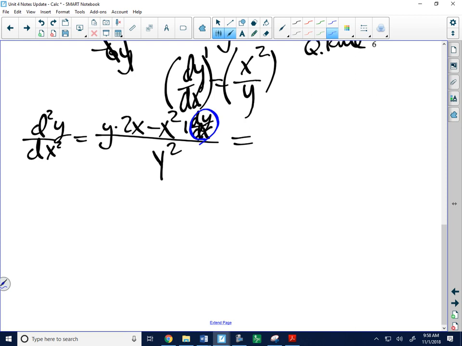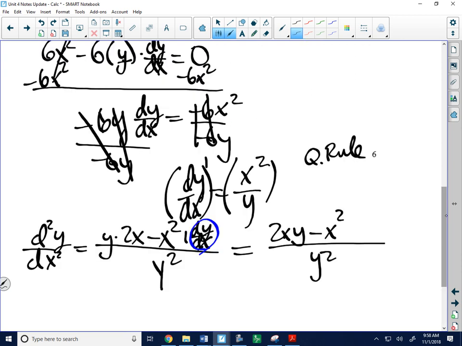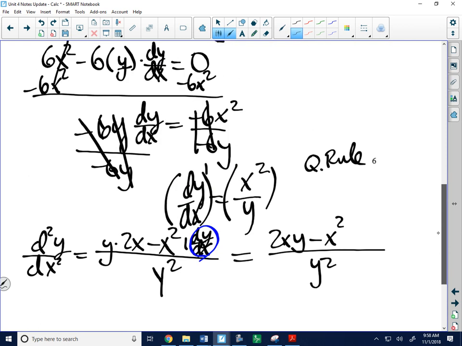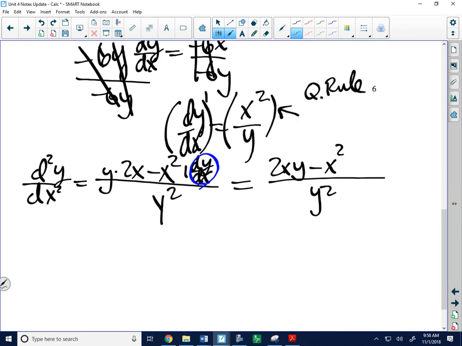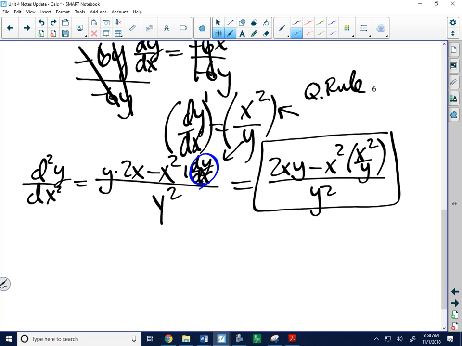This is not x and y. That's dy dx. That's a derivative. So, last step here. 2xy, I'll simplify that first one. Bottom is the same. Minus x squared. In place of dy dx, we know what it is. We just did it. Right here. I'm going to replace dy dx as a simple substitution. And it's x squared over y. You can leave it like that. There's actually many different ways to try and simplify that one, but we can leave it like that.